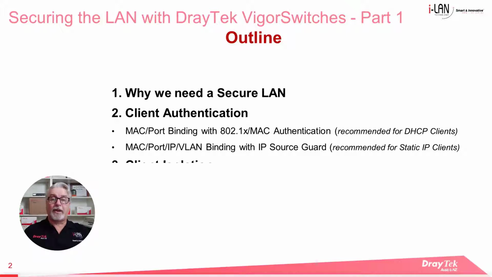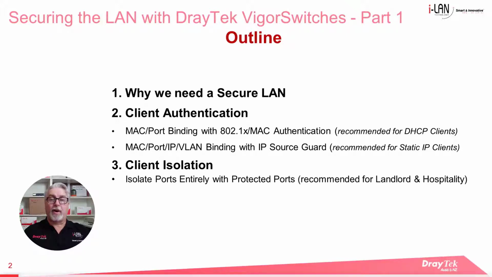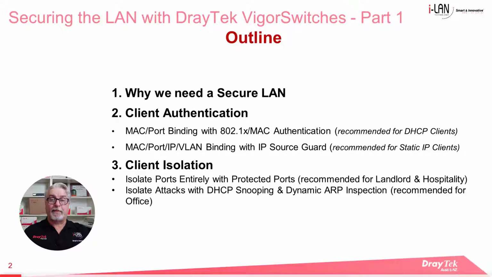Another feature we'll look at is client isolation. Here we can isolate ports entirely with protected ports. This is recommended for landlords and hospitality. We can also isolate attacks with DHCP snooping and dynamic ARP inspection. This is recommended for office networks.